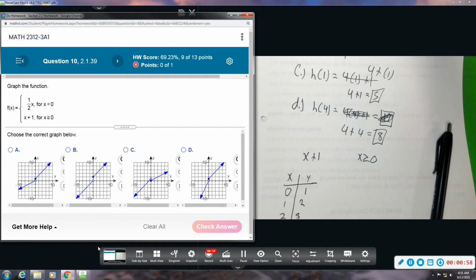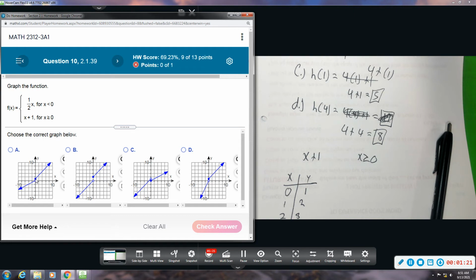So if I go to this first graph, I'm looking to see if the ordered pair 0, 1 is on there. And it looks like that might be 0, 1. Let's see these tick marks. 2, 4, 6, 8, 10. So yes, if the tick marks are counting by 2s, this is halfway between 0 and 2. So that'll give us 0, 1.